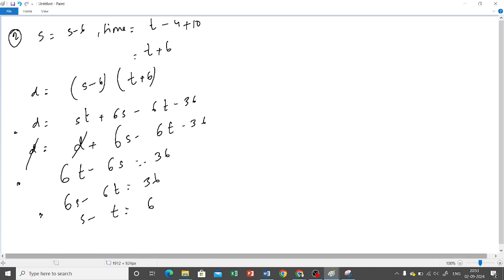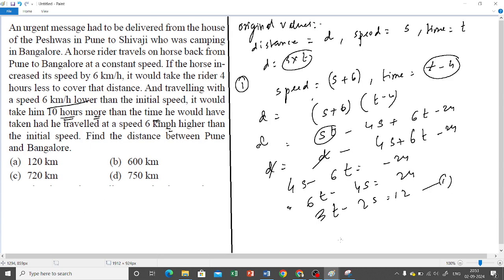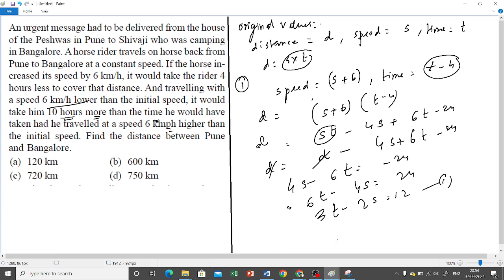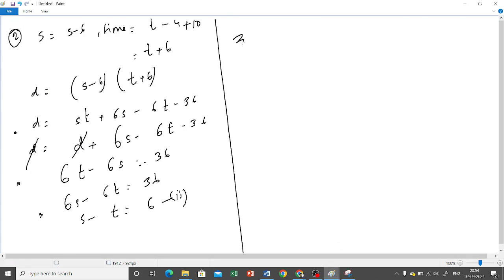Okay, right? So this is what we have. Now we just need to solve these two equations. So 3t minus 2s equals 12, and minus t plus s equals 6.